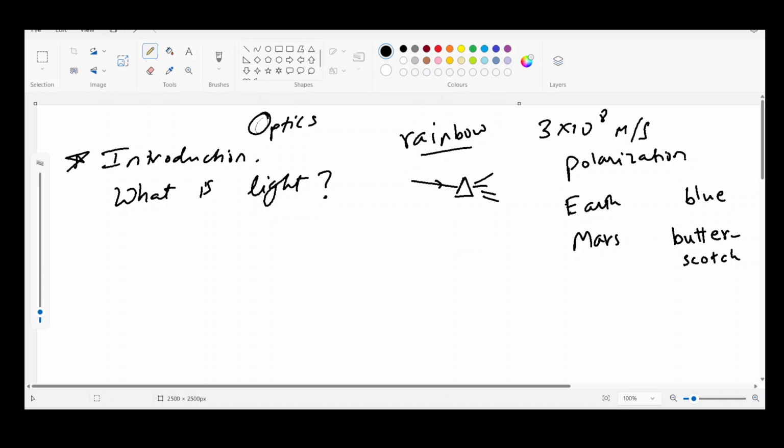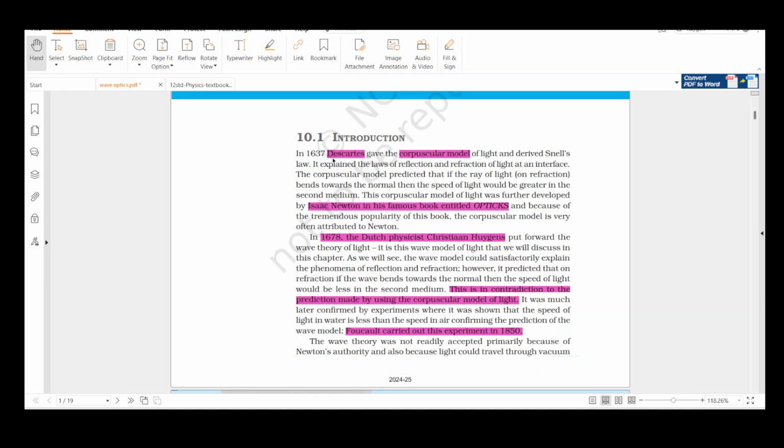So there are many properties or characteristics of light that were unanswered. Different theories were put forward by different scientists. So in the introductory part, I will just say a few things on what the scientists did.